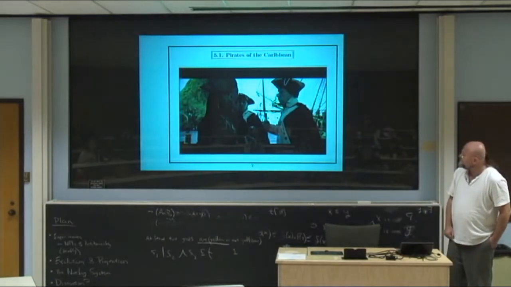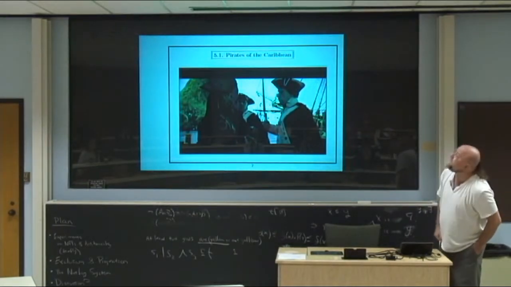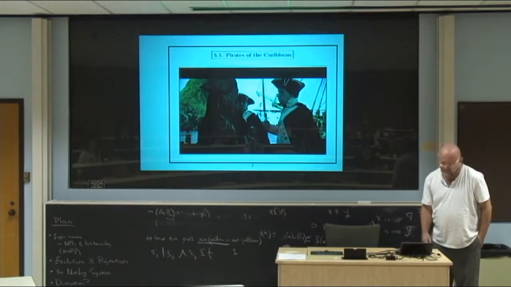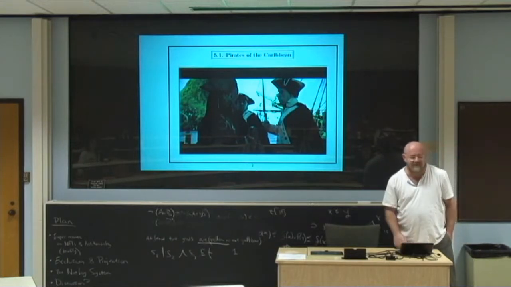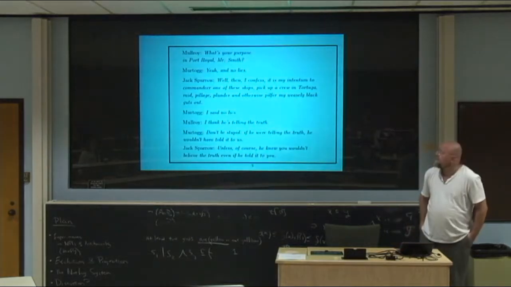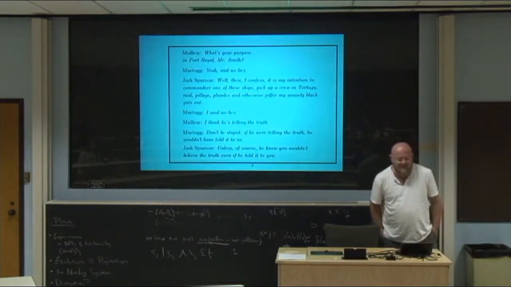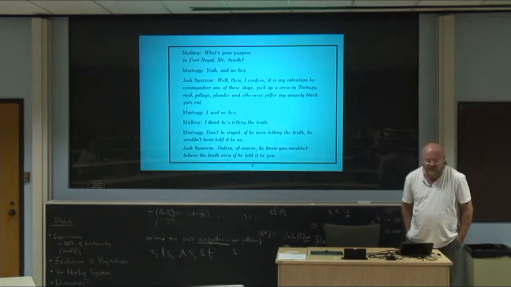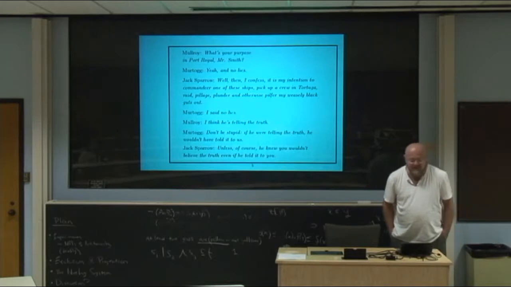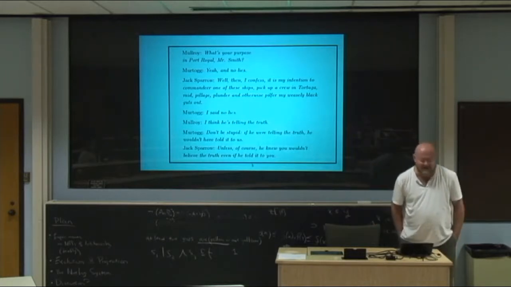So that's the movie. I don't know if you see very well in this light, but that's Jack Sparrow. And these are the two British officers that stop him when he arrives in Port Royal on a sinking boat. And then the following dialogue happens. Mulroy, the first British officer, says, what's your purpose in Port Royal, Mr. Smith? It's because Jack Sparrow calls himself Sam Smith. The other officer says, yeah, and no lies.